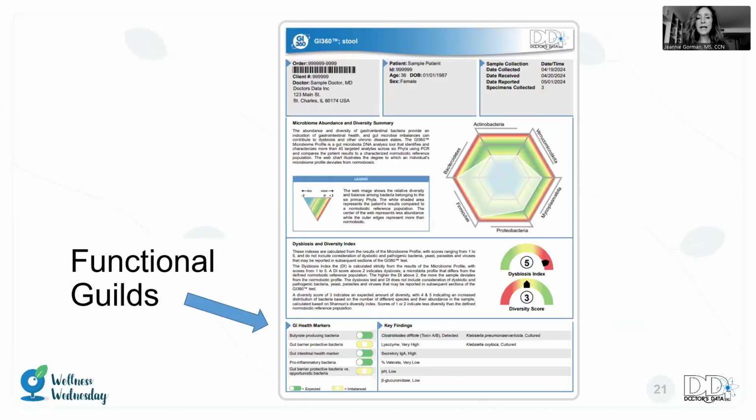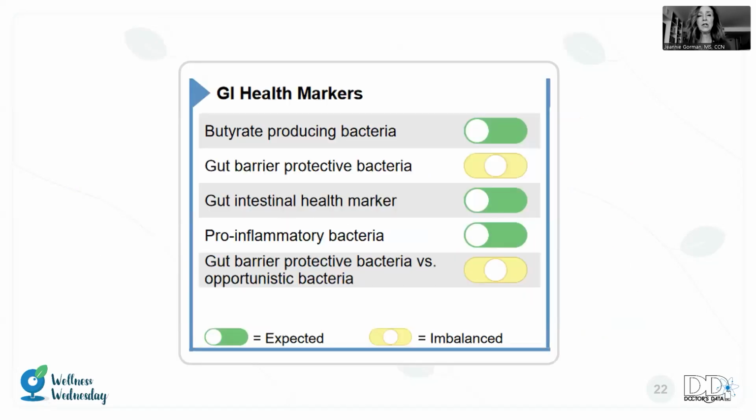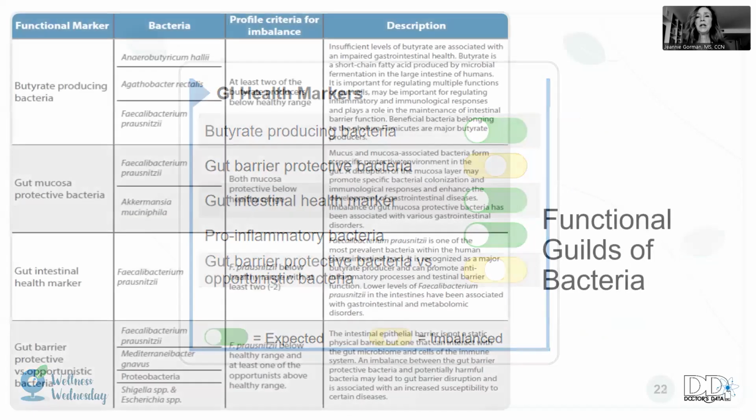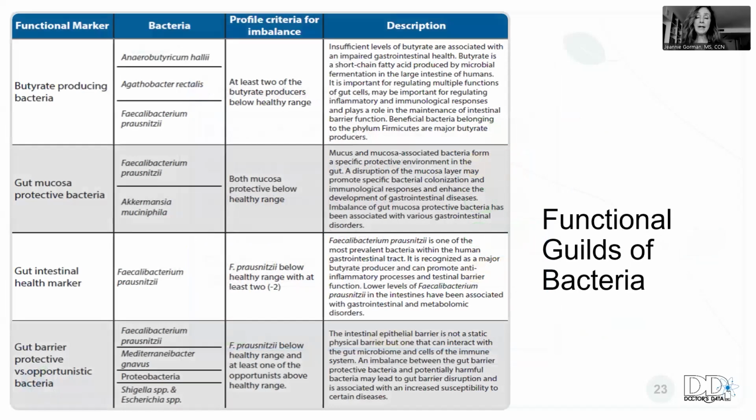Below those scores, then, let's talk about these functional guilds that I mentioned briefly. 5 different areas that we identify for you. It's just a good added plus to know that we are looking at things from a larger perspective as well.